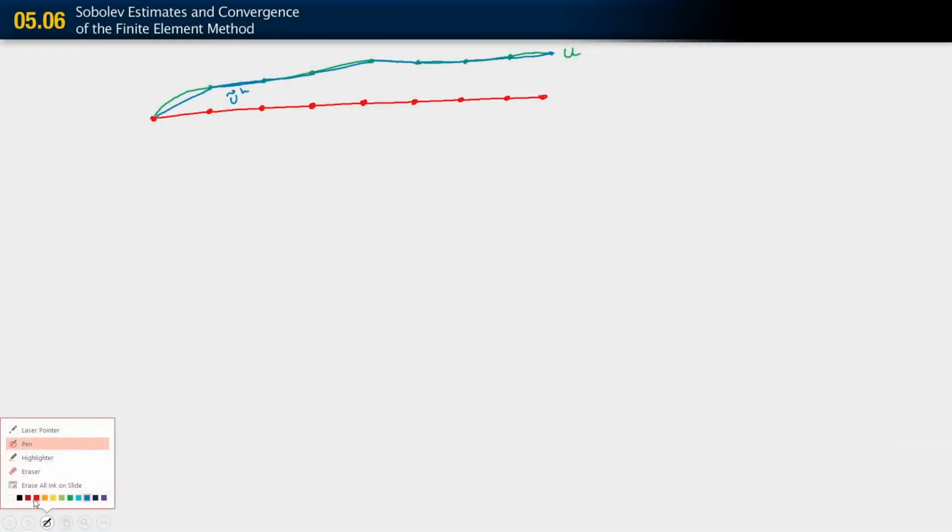Let me go back to my red here. Okay, so this is just plotting up a solution up here. All right. Okay, so this is what we mean by saying u tilde h is nodally exact.